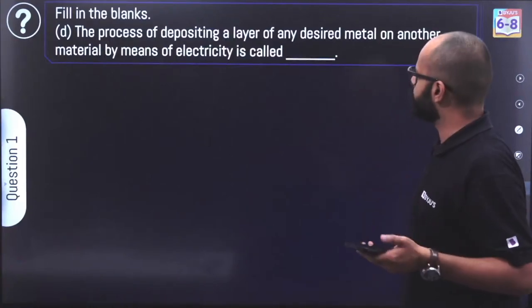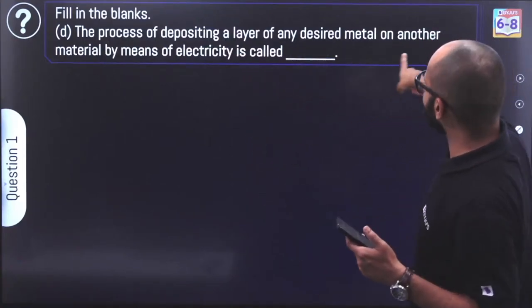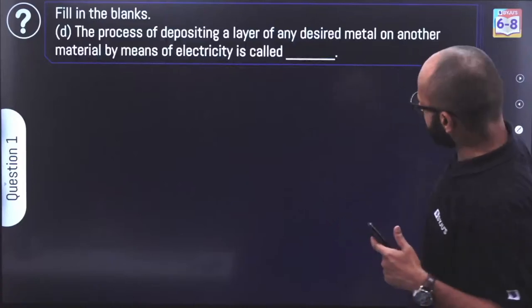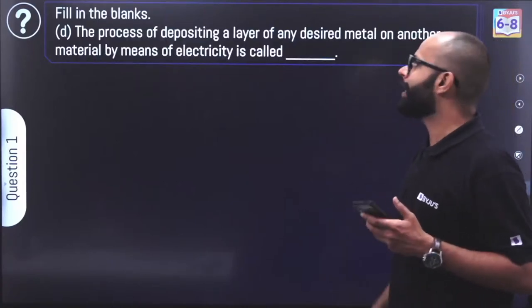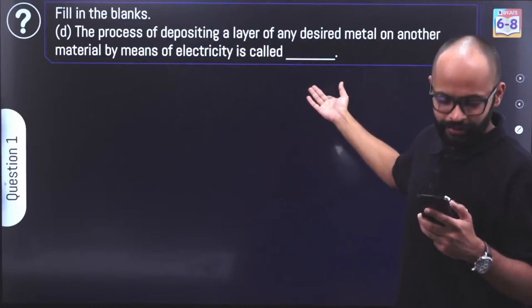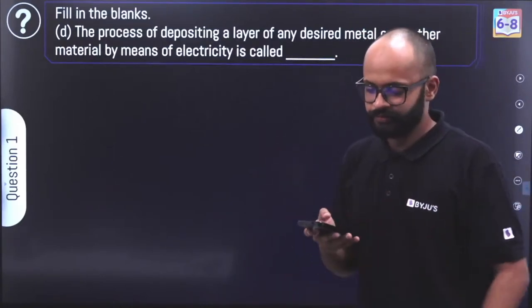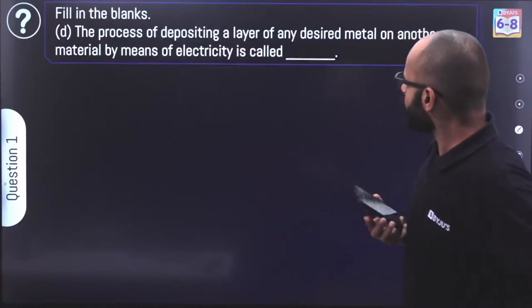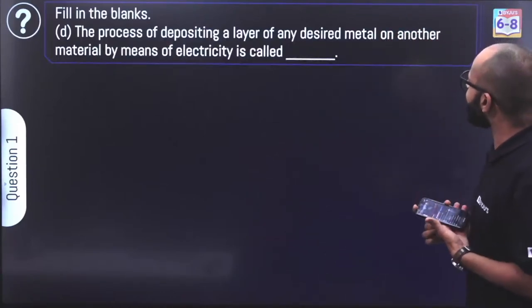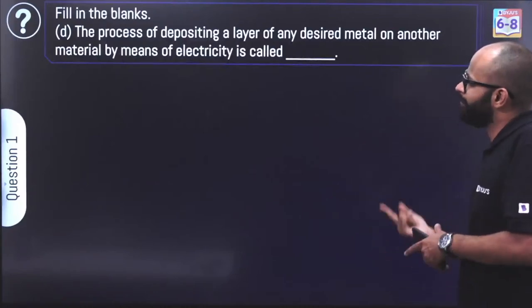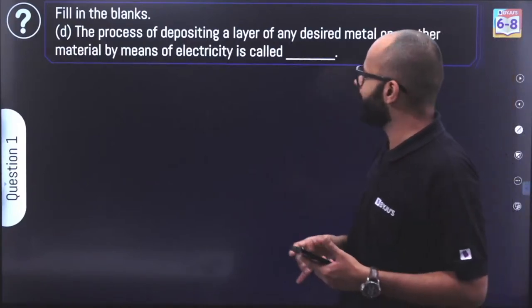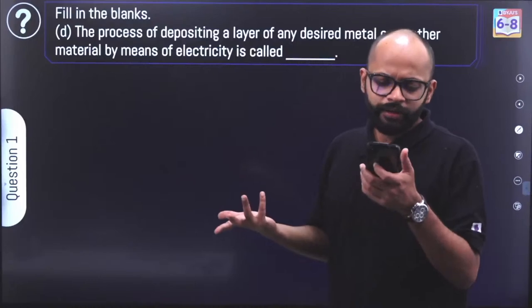The process of depositing a layer of any desired metal on another material by means of electricity is called dash. Easy, come on, clear. Very good, okay.